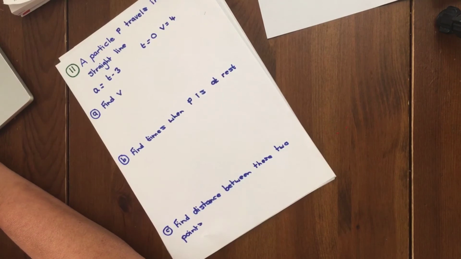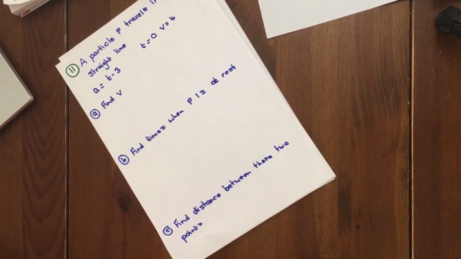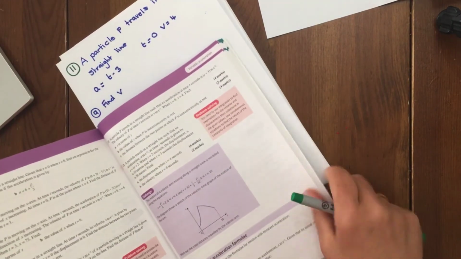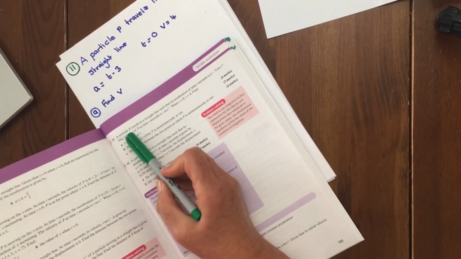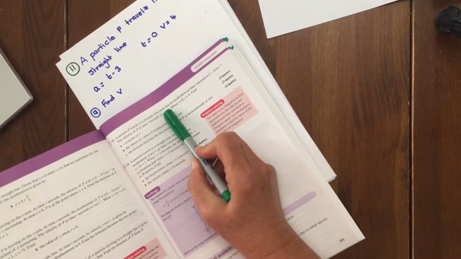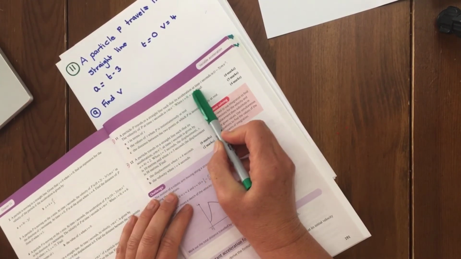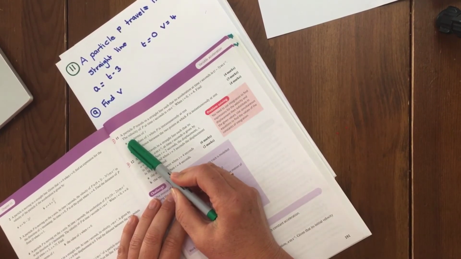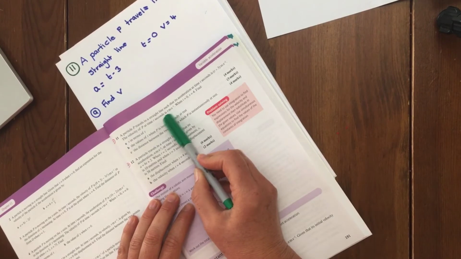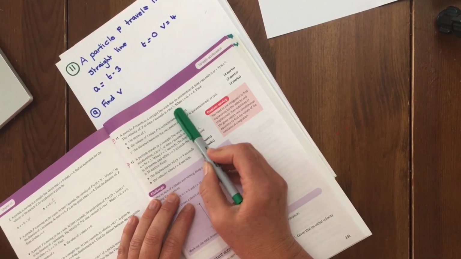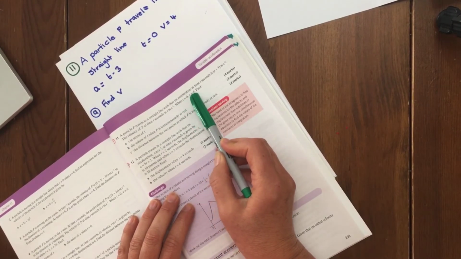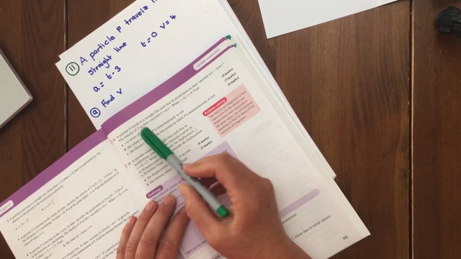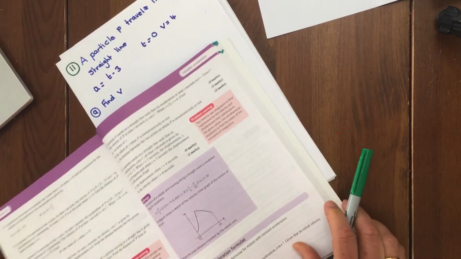Again, you don't have to watch the video all in one chunk. You might want to split it up. It is quite a lot of thinking going on here. So question 11. A particle P travels in a straight line such that its acceleration is this. The velocity is given to be v at time t. When t equals 0, v equals 4. So it's already got a velocity at the beginning. Find v in terms of t.